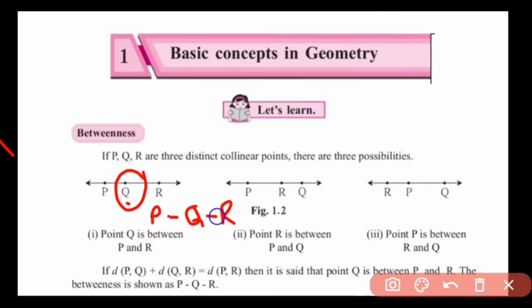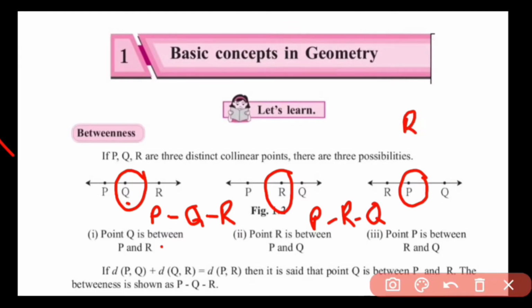Second possibility is point R is in between P and Q. So this can be written as P-R-Q. That means P and Q are endpoints and R is in between. In first possibility, P and R are endpoints and Q is in between. Then third possibility is point P is in between point R and Q. This can be written as R-P-Q. That means point R and Q are endpoints and point P is in between.